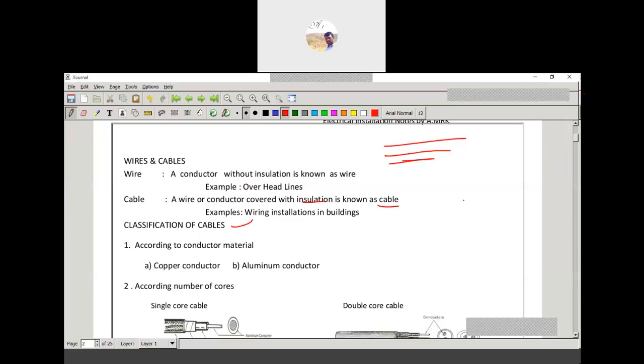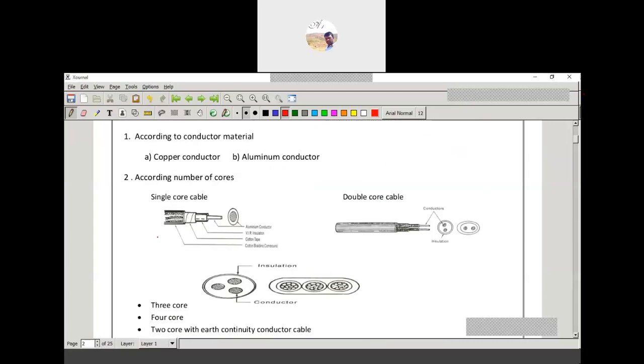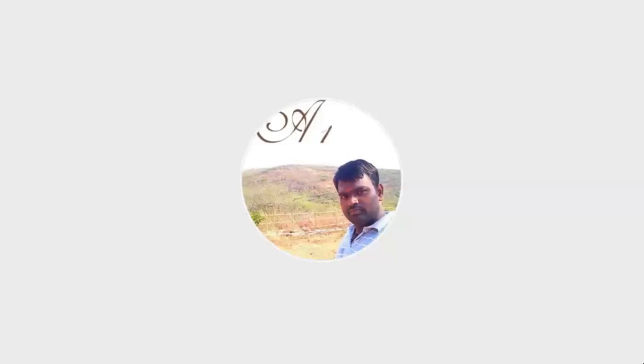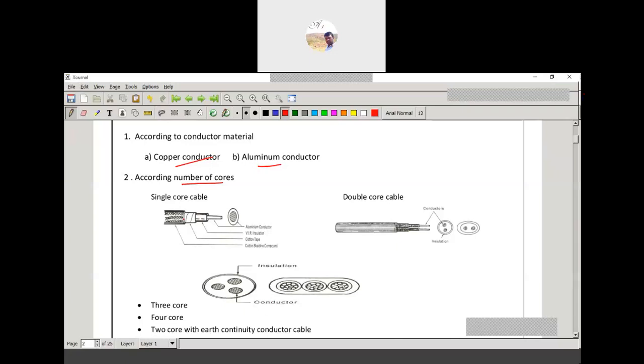this MCB is rated for 30 amperes, 60 amperes. If a higher current appears, for example in any workshop where different motors are used and all the motors are switched on, or suddenly due to a short circuit in the lines, we get a higher current. At that time we have to protect the equipment, and that will be done by the MCCB.